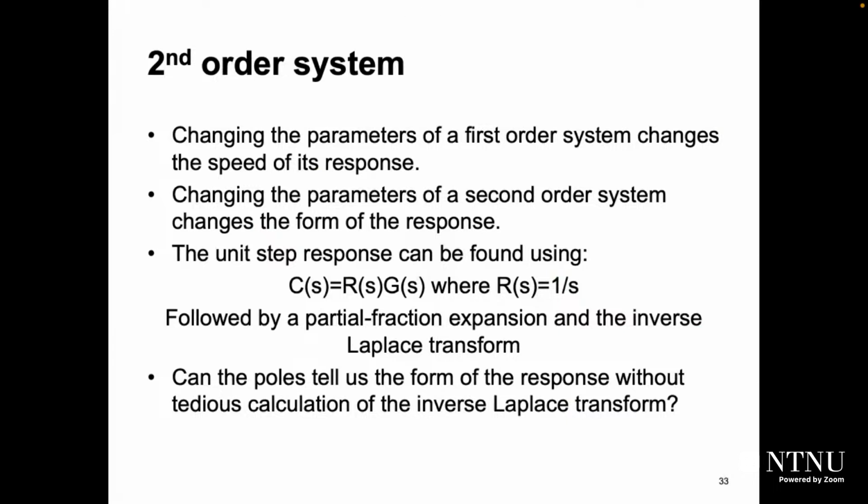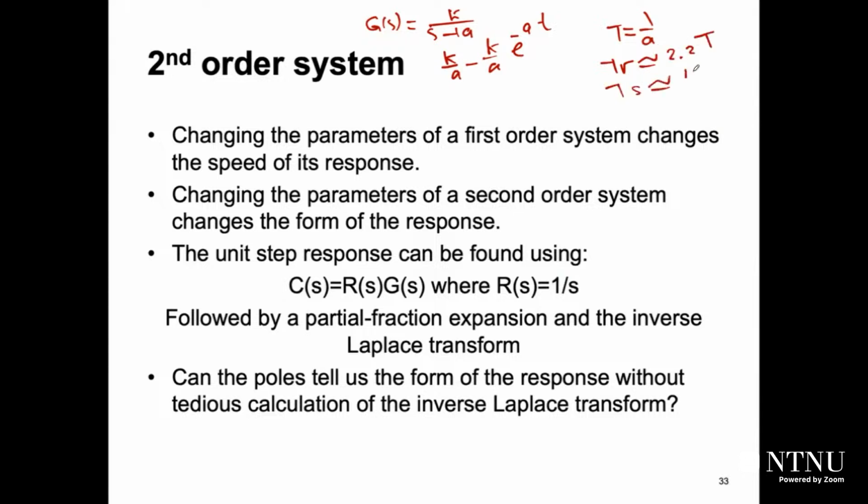As an example, assuming that your transfer function is K divided by S plus A, the response in time domain will be K divided by A minus K divided by A e to the minus AT. So the time constant T equals 1 divided by A. If you change A, you change the time constant, and if you change the time constant, you change the rise time, which is 2.2 time constants, and the settling time, which is 4 time constants. So if you change A, you will be able to change the speed of your response.